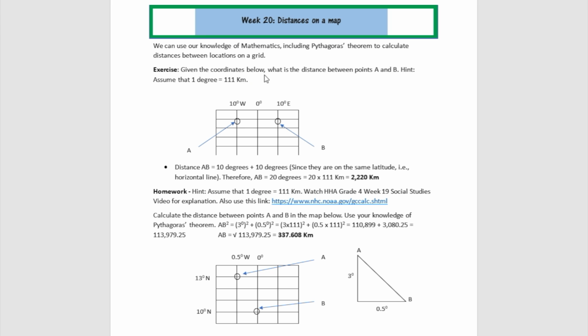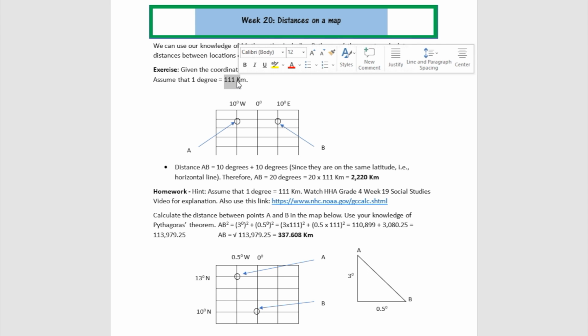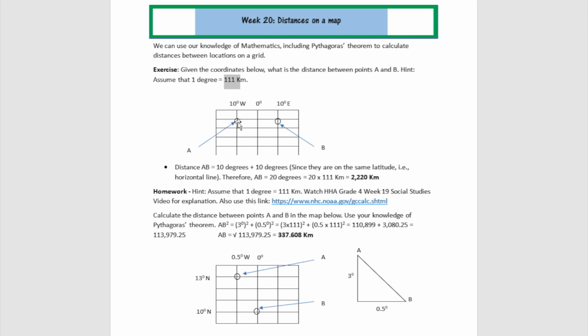Given the coordinates below, what is the distance between points A and B? Remember, 1 degree is equivalent to 111 kilometers. So let's look at point A on this map over here. Point A has a certain latitude, which is really not talked about over here because that's not relevant to the problem. But it has a latitude, believe me. But then it has a longitude, which is going to be relevant to this problem. And its longitude is 10 degrees west.